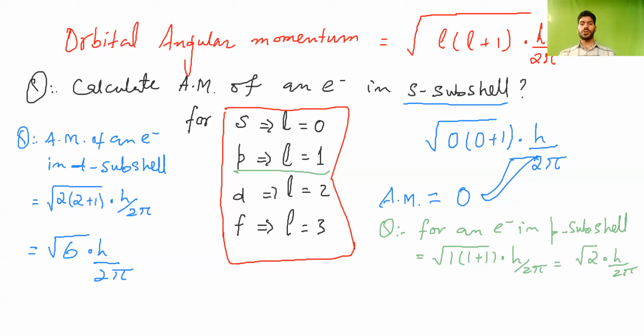Got it? So have you noted down this? Shall I move to the next page? Yes, sir. Okay. So this was your second quantum number, that's known as azimuthal quantum number.